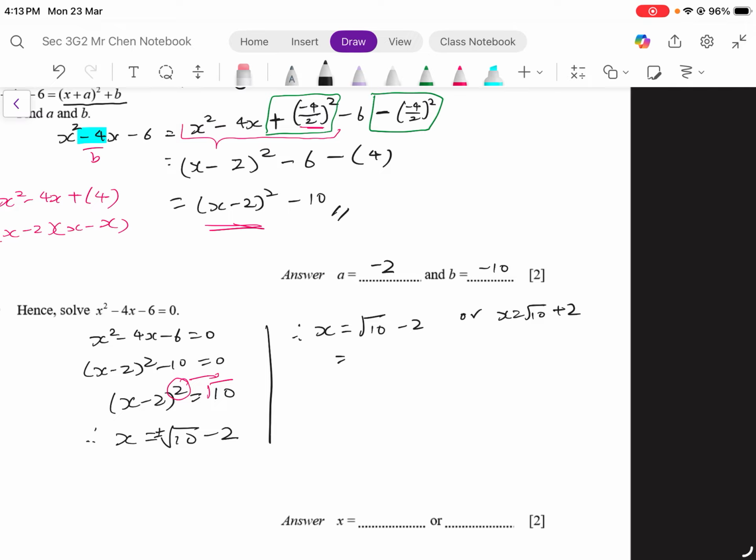So overall, you should get x equals to 5.16227 or minus 1.16227. Okay.